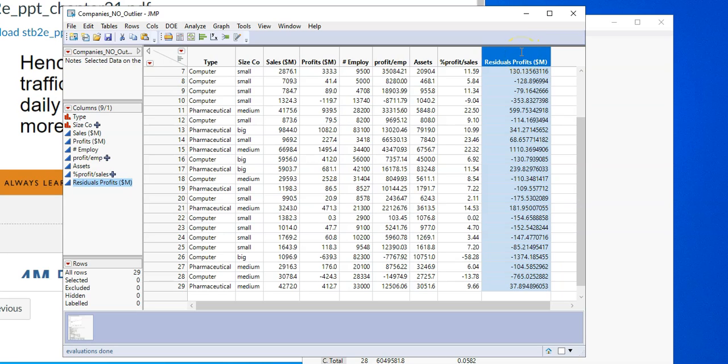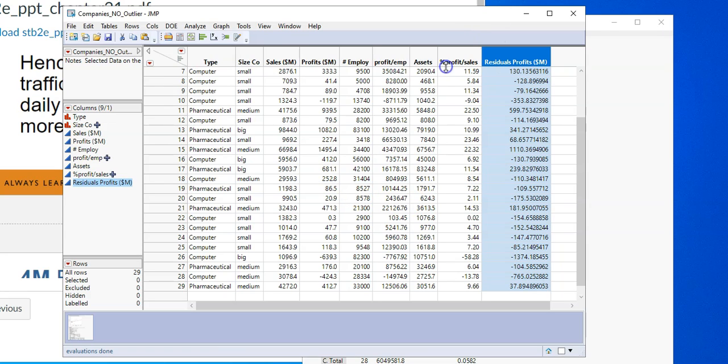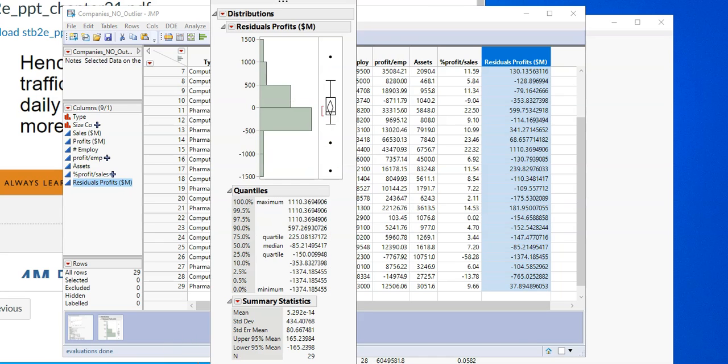Now I need to see if they follow a normal distribution. Do they have a mean of 0? Do they have similar variances and normality? So I go to Analyze and Distribution, and simply drag and drop the residual of profit into the Y column and find the histogram and all the things that I needed.